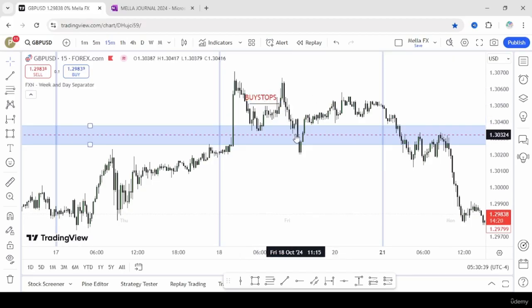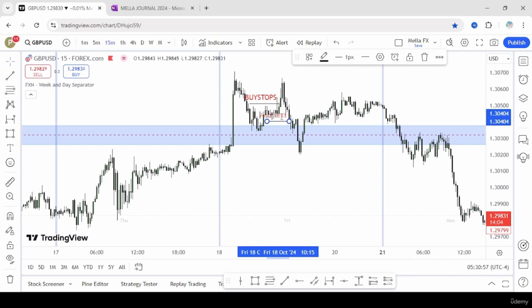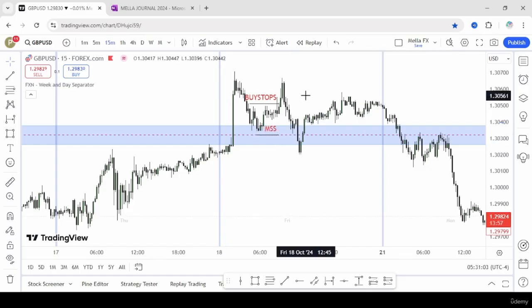So we ran buy stops. Then what happened next? We broke market structure. We had a market structure break. So at this instance here, some of you will outline here, which is okay, as the market structure shift. But also some outline here, which is also okay. It's up to you. It depends on you.